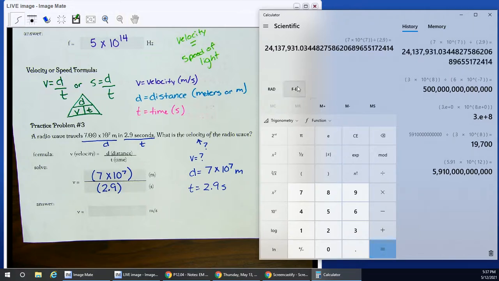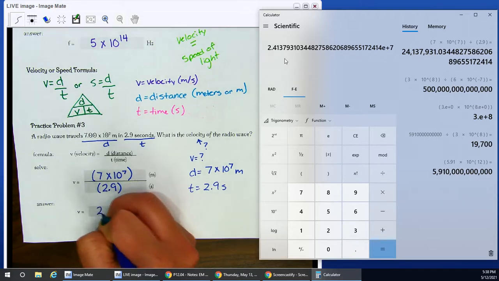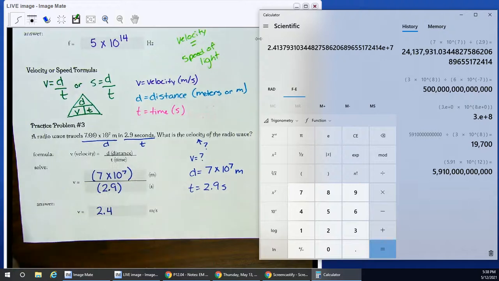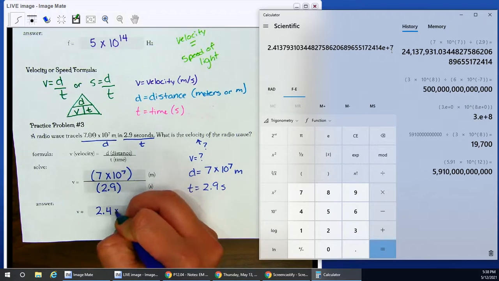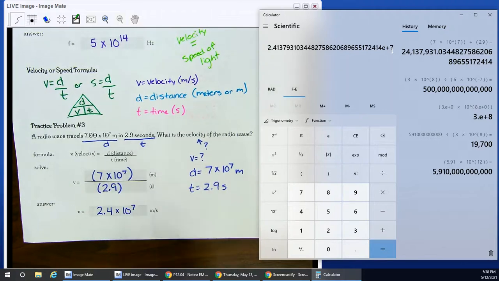It's going to give me a big number. I'm going to hit FE, and that's going to change my answer to scientific notation. I do not need to add all of these digits. You can add just the first few if you want. So I'm going to do 2.4. I'm going to forget all these numbers. They are important, but I'm not going to write them down. Instead, I'm just going to skip to the 10 plus 7. So that's times 10 to the 7th power. And that is my answer.